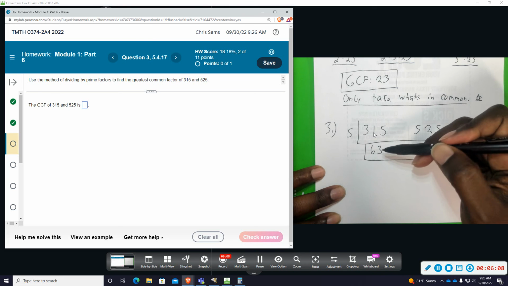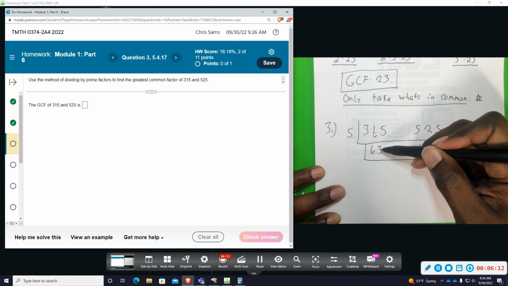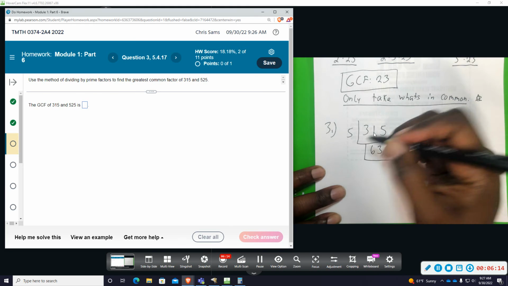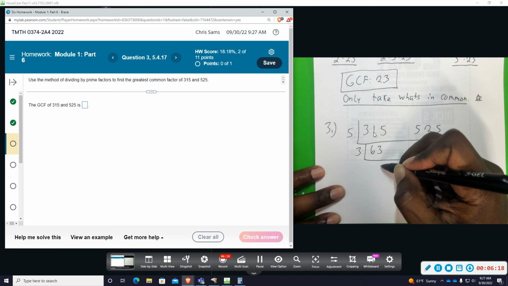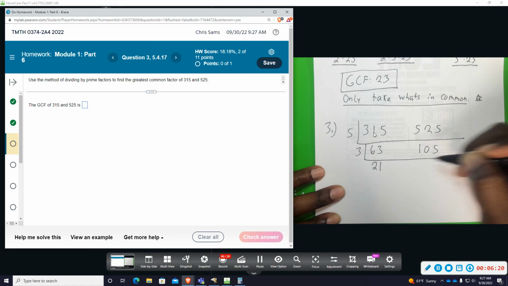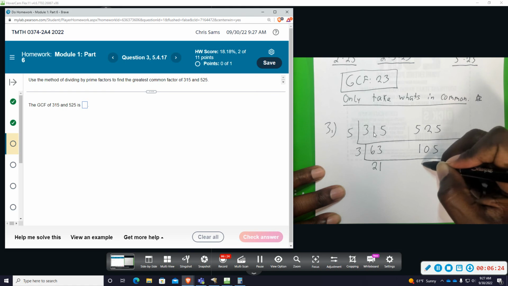From there, I believe both of these are divisible by 3. If I add those digits up, that will give me 9. If I add those up, that will give me 6. Both of those are divisible by 3, so divide by 3. That will give us 21. Divide by 3, and that will give us 35.